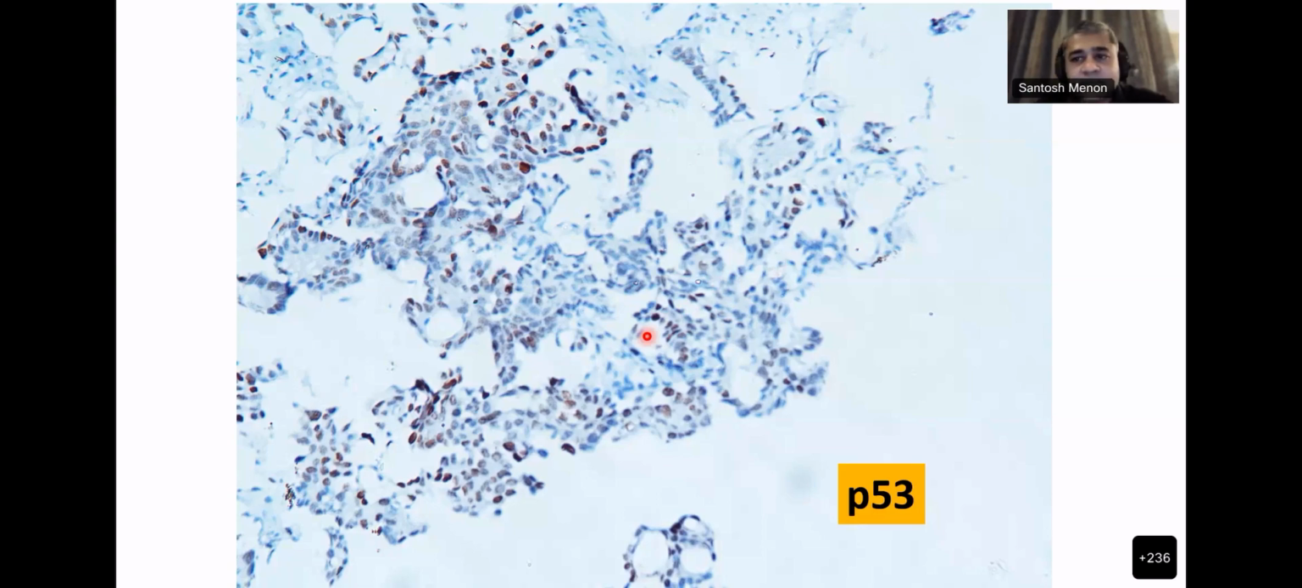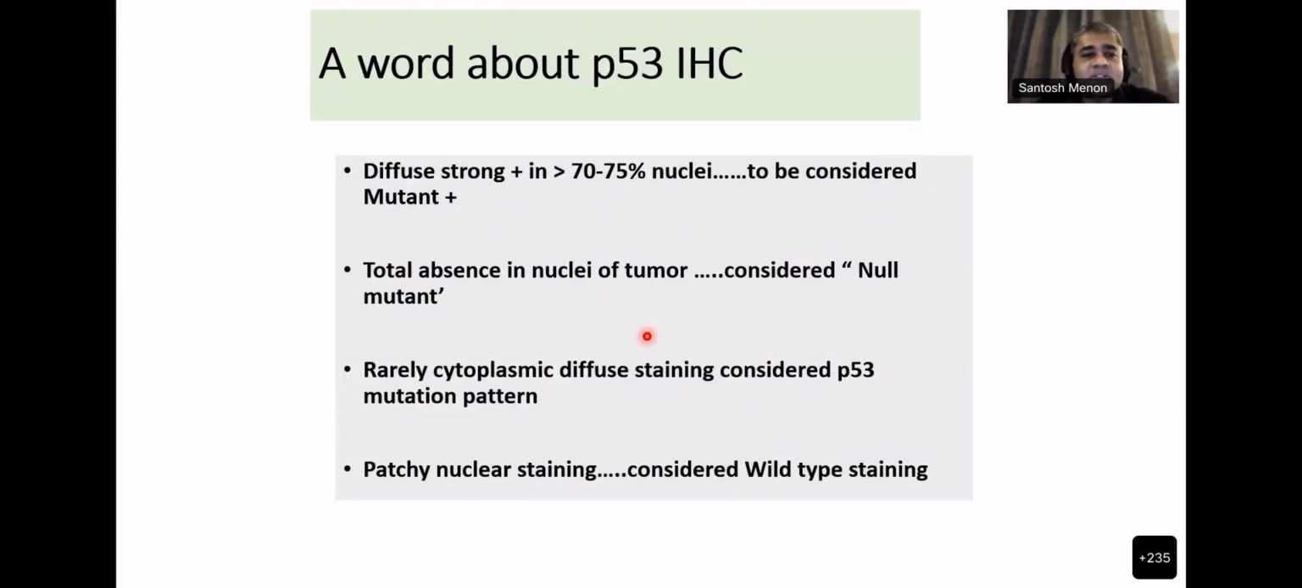Atul, are you there? Fine, Atul is not there. So this is how you interpret P53. It should be diffuse strong in more than 70-75% of nuclei to be considered mutant positive. A complete absence of P53 can also be considered mutant, but that is called a null mutant pattern. You agree? Very rarely, in less than 2-3% of cases, one can see a diffuse cytoplasmic P53, which is called the P53 cytoplasmic mutation pattern.